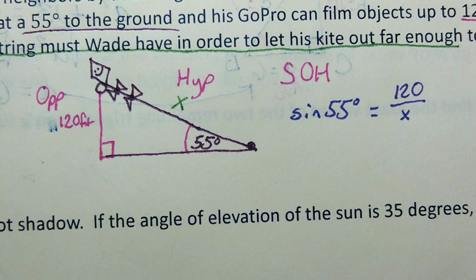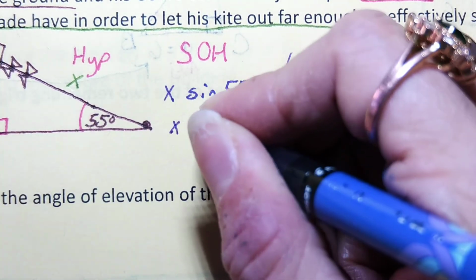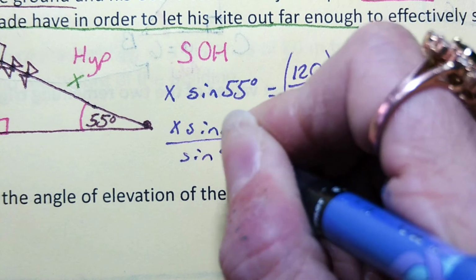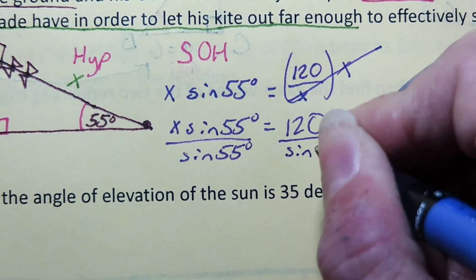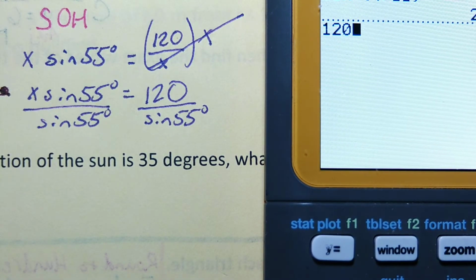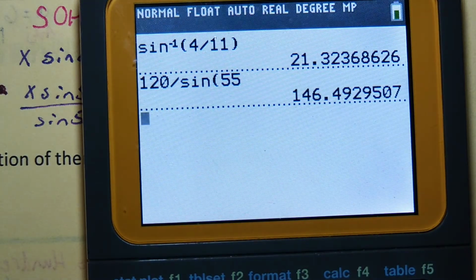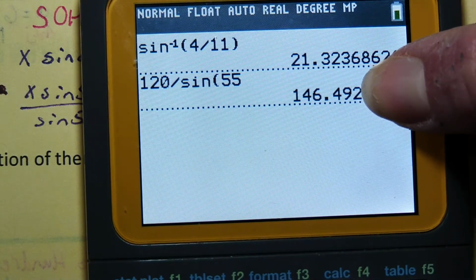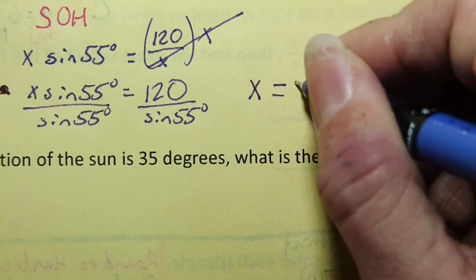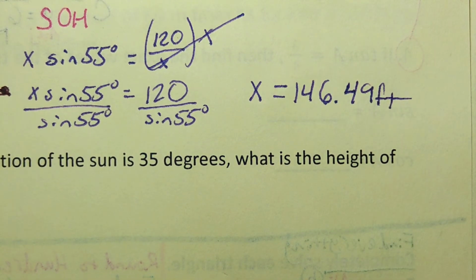So we multiply both sides by x to move it out of the denominator. So x sine 55 equals 120. We divide by sine of 55. And using our calculator, 120 divided by sine of 55 gives us 146.49. The 2 is not enough to bump us up, so it stays at 146.49. What unit? Feet. That's our unit.